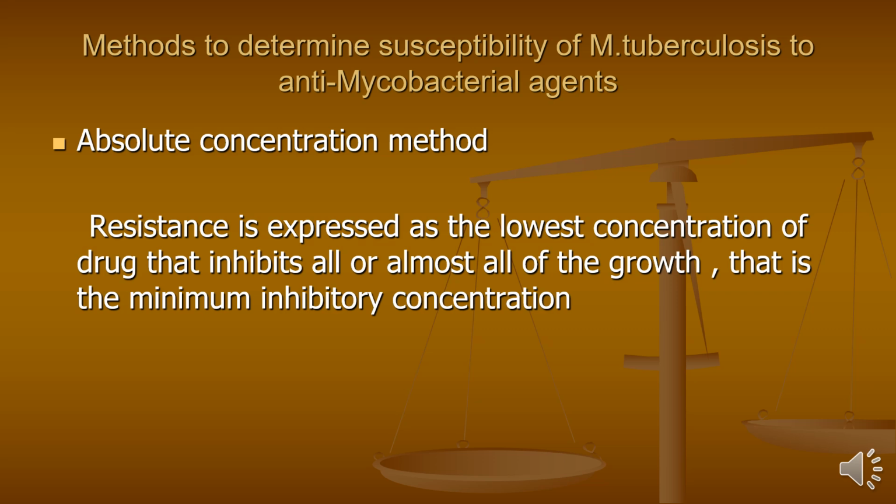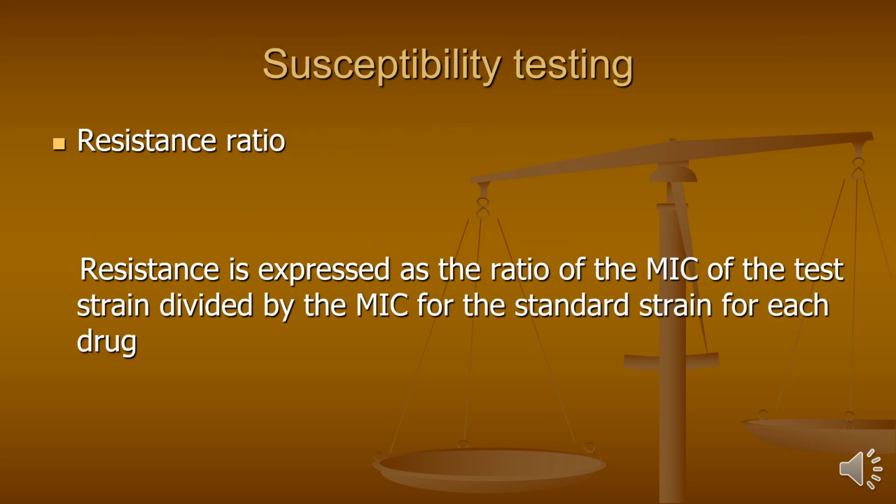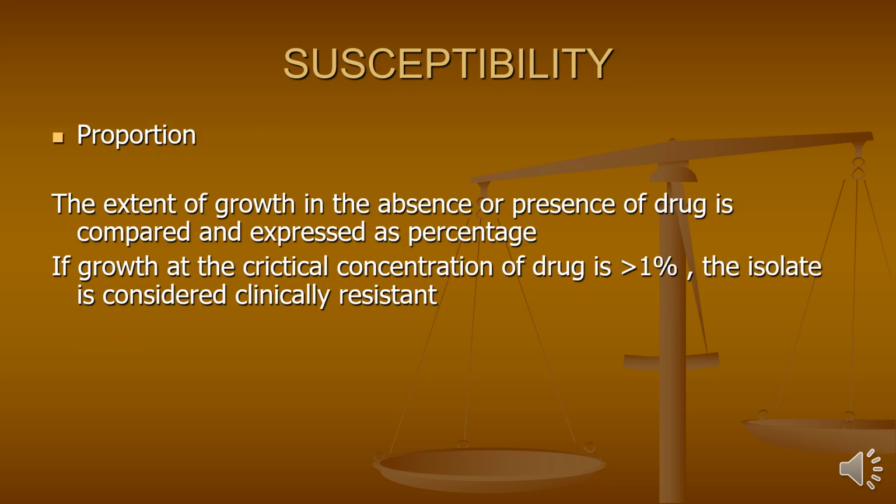So methods used to determine the susceptibility of Mycobacterium tuberculosis to antibacterial drugs. First is the absolute concentration method. Here resistance is expressed as the lowest concentration of the drug that inhibits all or almost all growth, that is, the minimum inhibitory concentration. In antibiotic susceptibility testing, you can also do the resistance ratio. It is expressed as the ratio of the MIC of the test strain divided by the MIC of the standard strain for every drug.